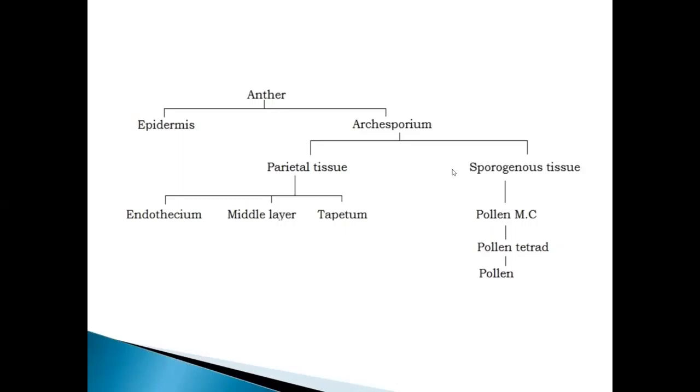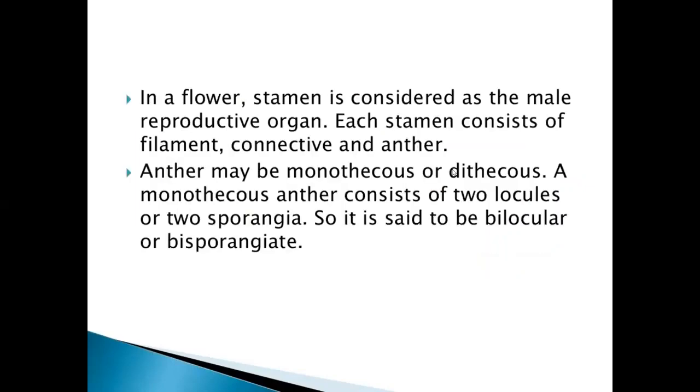Anther parts: one is the epidermis, and the inner part is the archesporium. The archesporium consists of two layers. The outer part is the parietal tissue, and the completely inner part is the sporogenous tissue. The outer parietal tissue consists of three sublayers: endothecium, middle layer, and tapetum. The internal sporogenous tissue consists of the pollen mother cells, pollen tetrads, and pollen grains. So this is the complete flow chart of the anther structure. Now we'll discuss all the layers one by one.